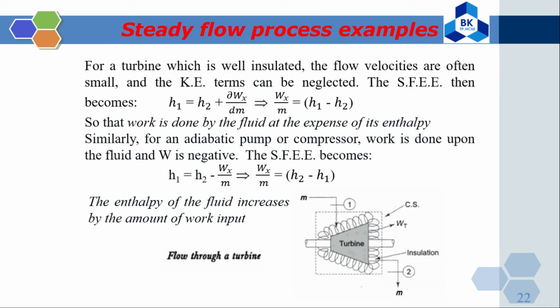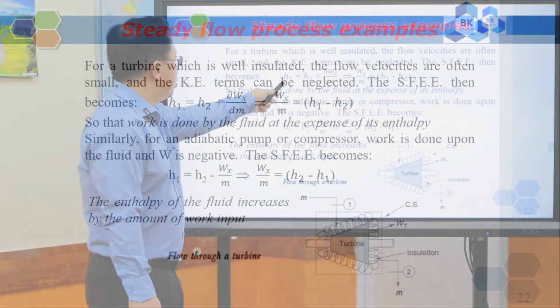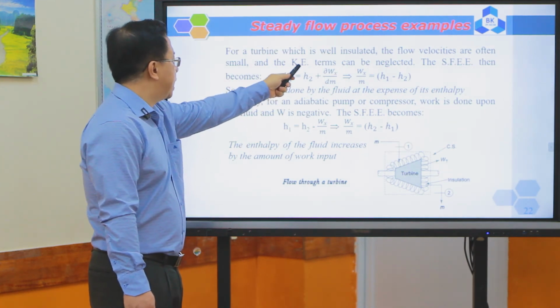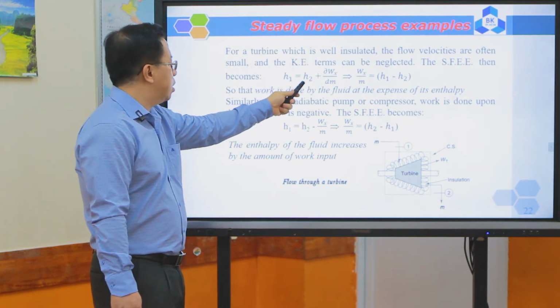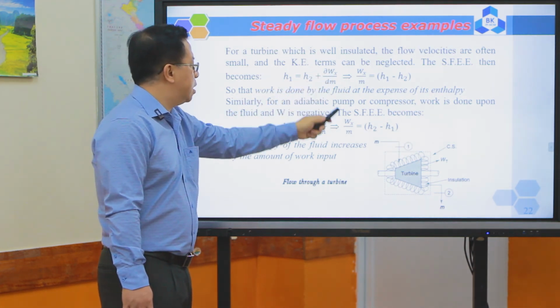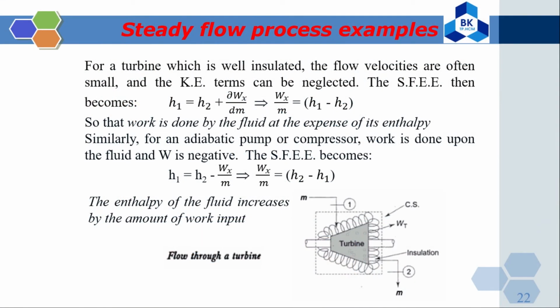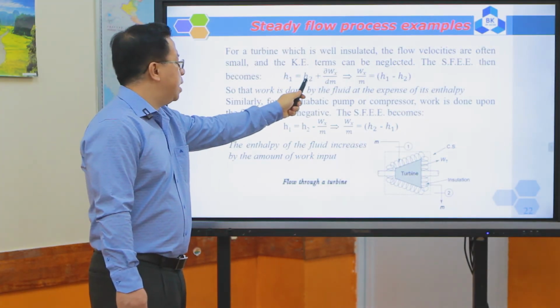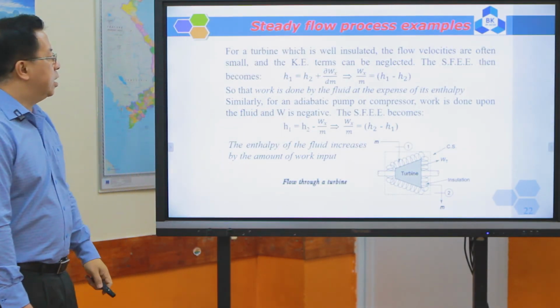For the turbine, which is well insulated, the flow velocity is often small, and the kinetic energy terms can be neglected. So the steady flow energy equation then becomes, again, we ignore the kinetic term. So we get H1 equal to H2 plus delta Wx divided by dm. So in this case, we only have the enthalpy and the work produced in the turbine.